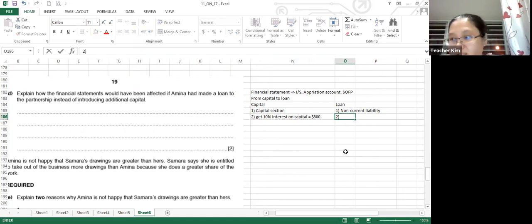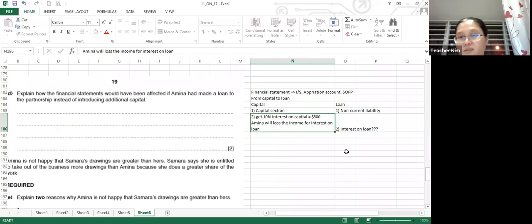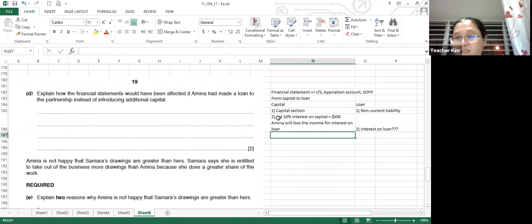the question didn't tell us whether they're going to pay the interest on loan. Okay, they didn't mention. So we don't know whether she will get the interest on loan instead of capital. So in this case, what happens if we change it to this? Then Amina will lose the income for interest on loan. Okay. But because this no need to pay out, so what happens to the appropriation account? Appropriation account.